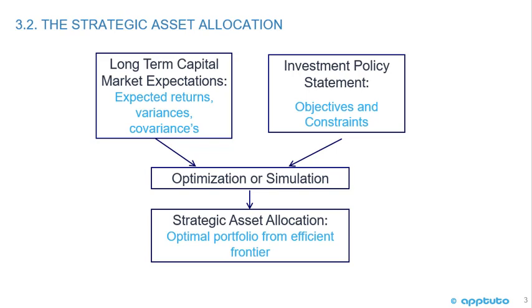Now this next box is kind of a new one. It wasn't always there. Usually the long-term capital market expectations mixed with the investment policy statement would feed right into the strategic asset allocation. But now there's a step before that where sometimes there's an optimization or some type of simulation modeling. Out of that comes the strategic asset allocation. An example could be a balanced portfolio or a portfolio for income, or something less risky to more risky. And that's, in theory, the optimal portfolio from the efficient frontier.